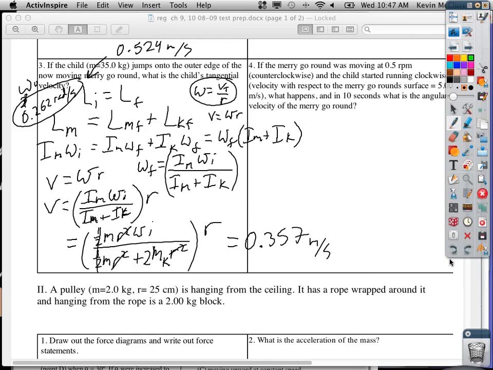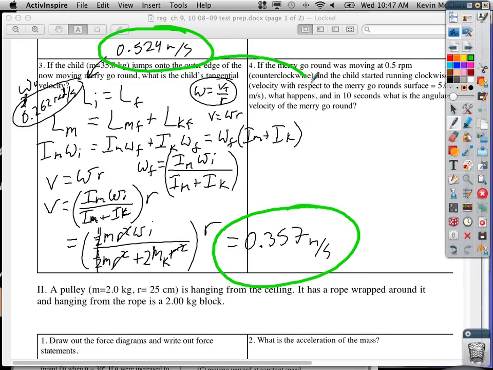What is that 0.524 thing? That is the original tangential velocity of the merry-go-round. This is the tangential velocity after the kid jumps on. I was just showing you that it does make sense, because we predicted that it would slow down, and it did.